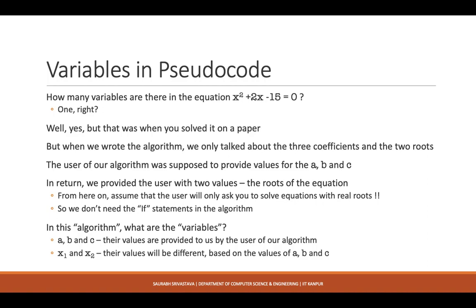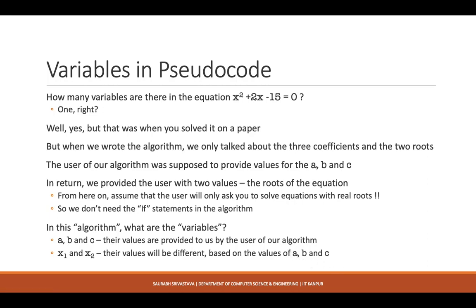This is when we actually converted the algorithm into pseudocode. We chose two names for these roots, x1 and x2. So these values will be computed by us, but even they will vary from one equation to another equation. Okay, and they will of course be calculated with the help of a, b, and c.